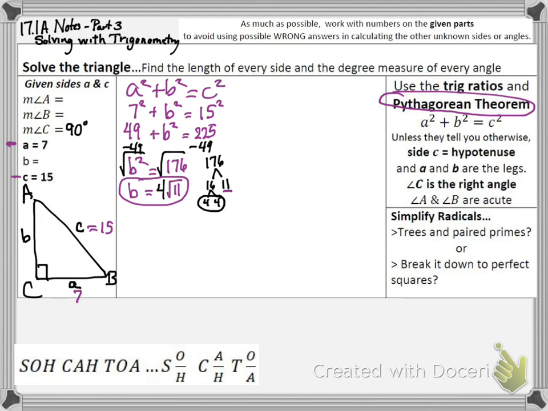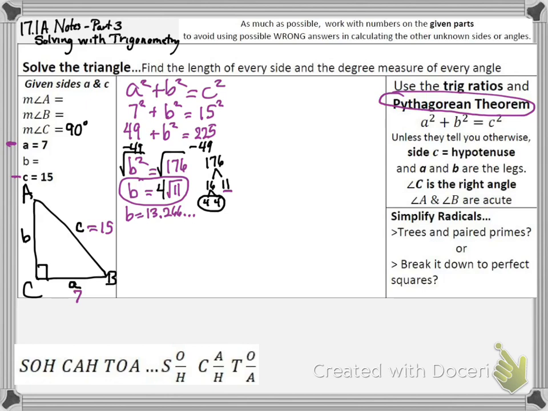If, however, they asked you to deal with this in decimals, my calculator tells me 13.266, and it doesn't matter whether I enter that as the square root of 176 or 4 times the square root of 11, I get that same result. That's one way of checking to make sure that you actually simplified right, is checking whether you get the same decimal both ways.